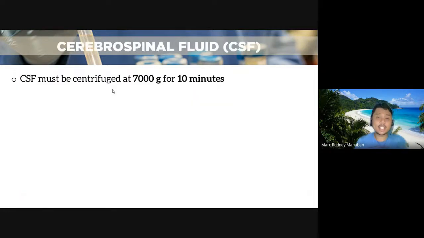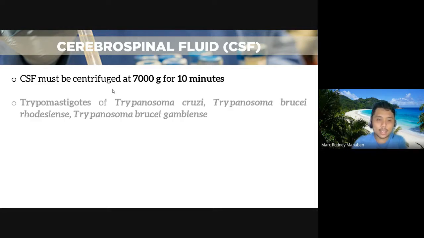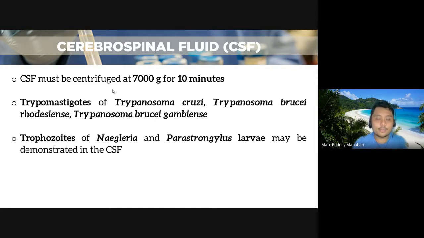Okay. Next is for your CSF. Of course, for CSF, you need to centrifuge it at 7,000 G for 10 minutes. Okay? To concentrate your parasites. Parasites that we can recover, of course, are the trypomastigotes of the Trypanosoma species. Okay? Because they can disseminate to your meninges, to your CSF. And of course, the trophozoites of Naegleria, the free-living amoeba. Okay? If you can recall, pre-test question, what is the causative agent of primary amoebic meningoencephalitis? Press the buzzer. The answer is Naegleria fowleri. So the trophozoites of Naegleria can be recovered in your CSF. And there's also a nematode, Parastrongylus or Angiostrongylus cantonensis, if you can recall. Its larvae also can be demonstrated in the CSF because Parastrongylus causes eosinophilic meningoencephalitis. So we'll talk about that when we go to the nematodes, okay?